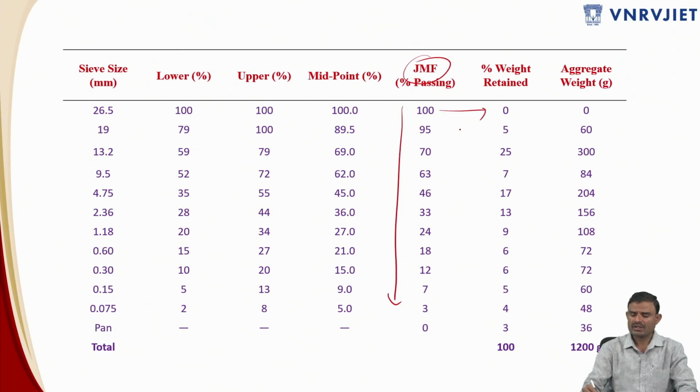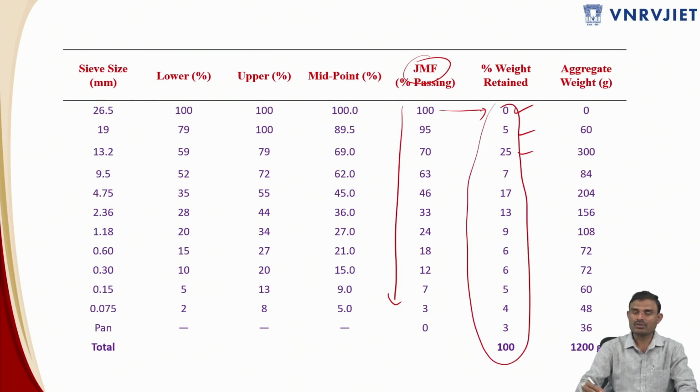Weight retained is nothing but 100 minus the cumulative percentage passing. So 100 minus 100 is 0, and 100 minus 95 is 5%. This is very, very important. Even though the gradation is given in terms of cumulative percentage passing, we have to bring it down to the percentage weight retained on each and every sieve, not the cumulative percentage. So 5% of the metal is retained on the 19 mm sieve, 25% is retained on the 13.2 mm sieve. That is how you get the percentage weight retained.